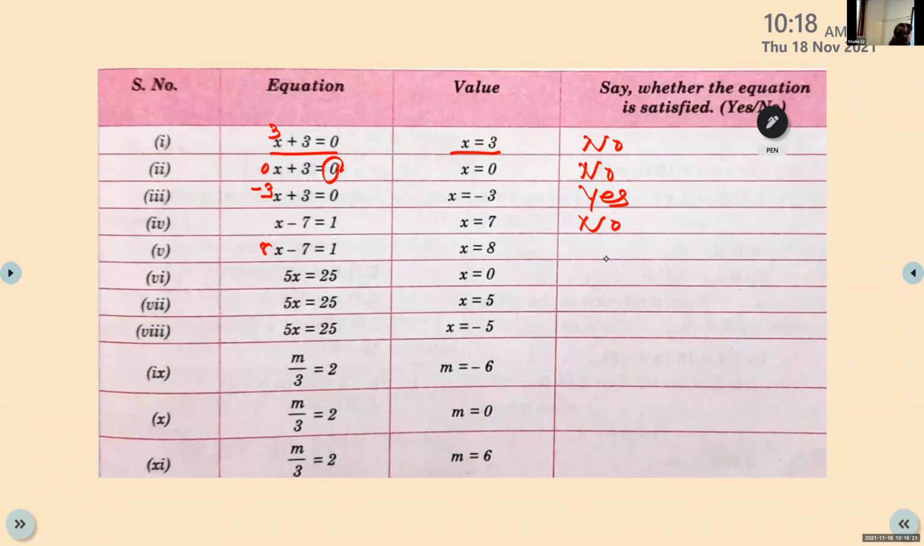Yes, it is correct. Now, next one is 5 into x is equal to 25, x is equal to 0. 5 into 0 will come to 0, no? Is it correct? No. Now I'll call some students and ask. Yes, Riha, tell me, this is no, isn't it? This one is not correct.